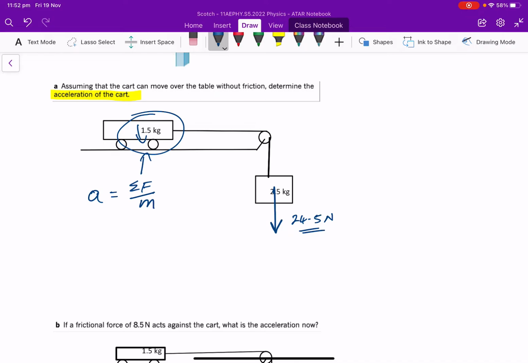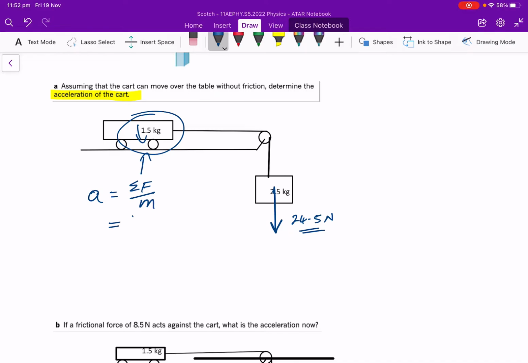If the string wasn't there, it would just be accelerating the 2.5 kilos and of course be falling at 9.8, because 24.5 divided by 2.5 is 9.8. But this whole thing's going to be accelerating a lot less than 9.8 because the force is also pulling this trolley along in the horizontal direction.